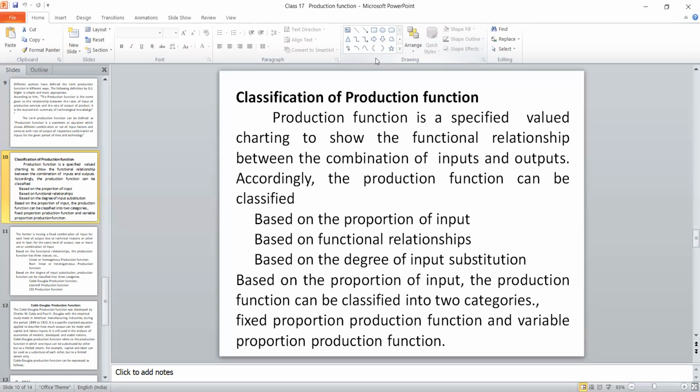First, we will see about the input. Based on the proportion of the input, the production function can be classified into two categories. What are the two categories? Number one is fixed proportion production function. The other one is variable proportion production function. Suppose the production is based on the land area, then it is fixed proportion. Suppose it is with labor or capital, then it is variable proportion. Which has more priority, that decides. So based on the input proportion, we are dividing production function into two categories: one is fixed proportion production function, number two is variable proportion production function. Now we are moving to the functional relationship.